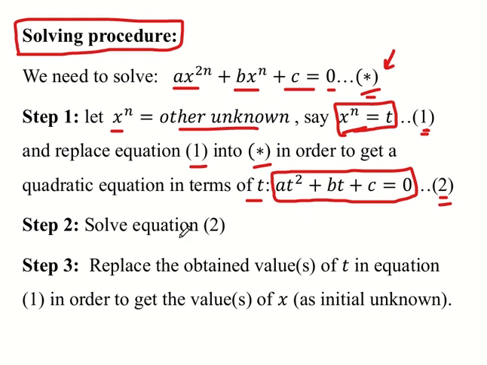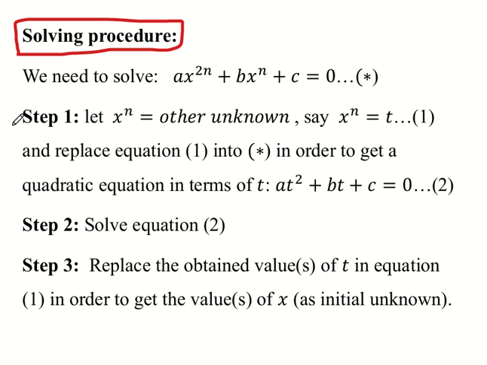Step number 2: solve equation 2, this quadratic equation. And step number 3 is to replace the obtained values of t in equation 1 in order to get the values of x, the initial unknown.